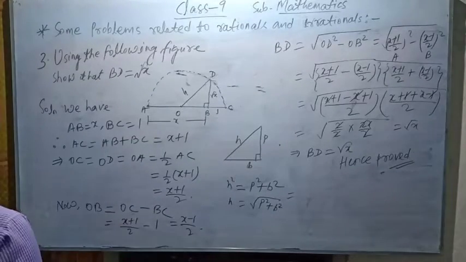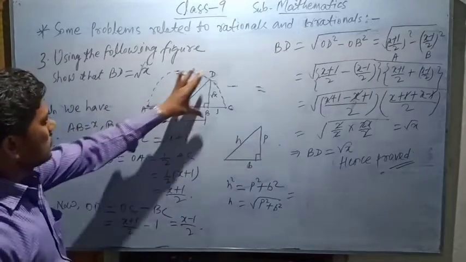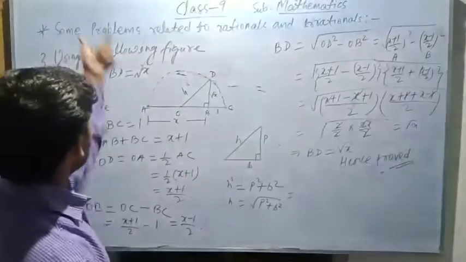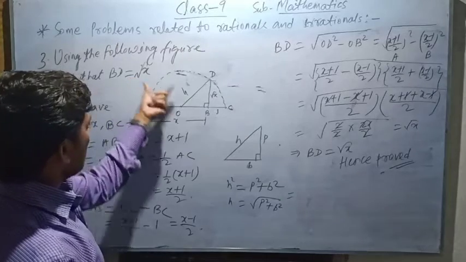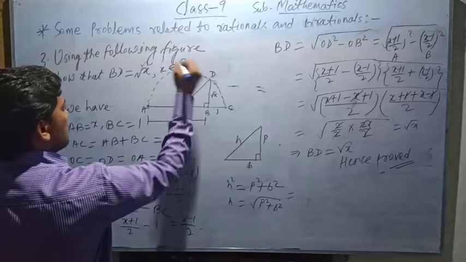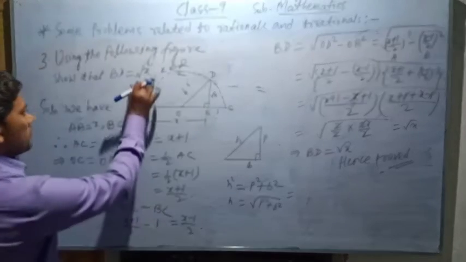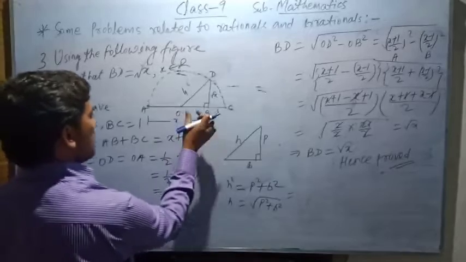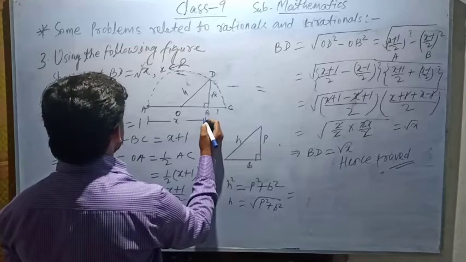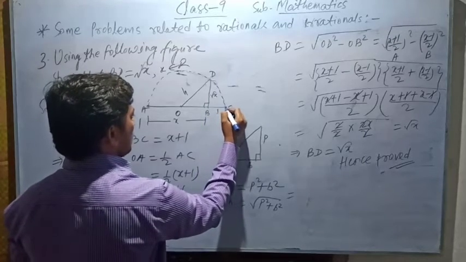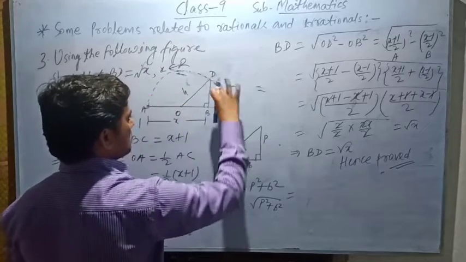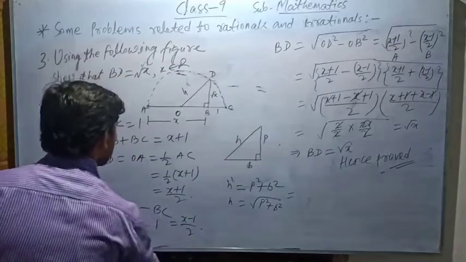This question is using the following figure so that BD is equal to under root x, but in the exam we can change the question: represent root x on the number line, where x belongs to real numbers. Do not worry about how to represent root x on the number line. The point C will represent the under root x.